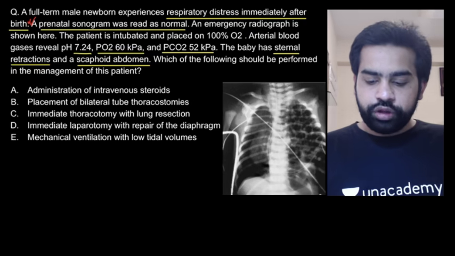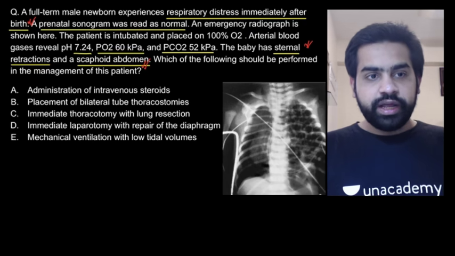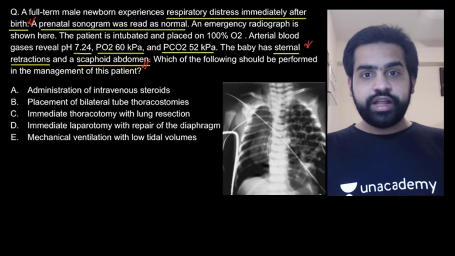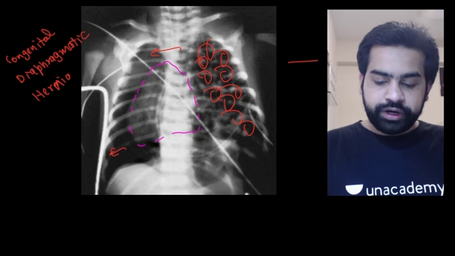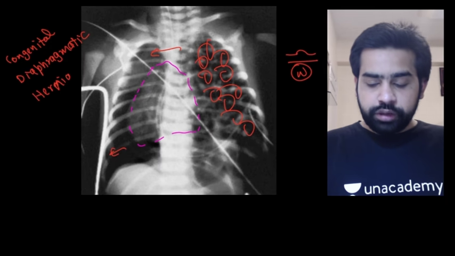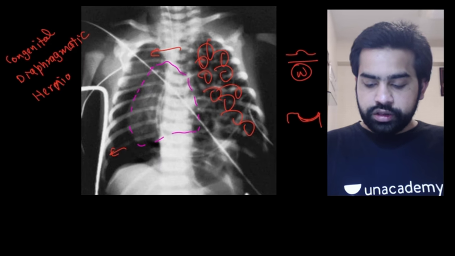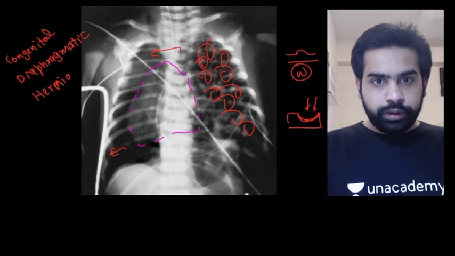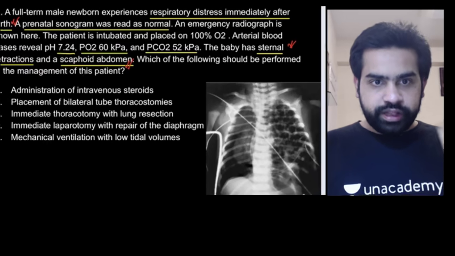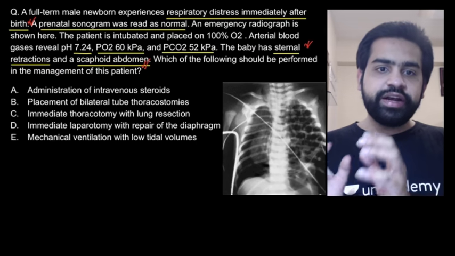If you examine this particular patient, you are able to see that there is a sternal retraction, and then there is a scaphoid abdomen. Now the scaphoid abdomen is also a buzzword which they use. What do you understand by scaphoid abdomen? Normally our abdomen is a bit protuberant, but in this particular patient, let's say this is the chest and the abdomen is like this. So this particular position is called a scaphoid abdomen. I don't have an image of that, but this is what you look for as a scaphoid abdomen. So all these collective findings are pointing towards the diagnosis of congenital diaphragmatic hernia.